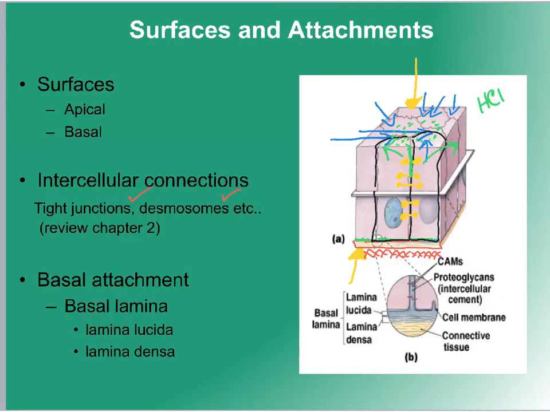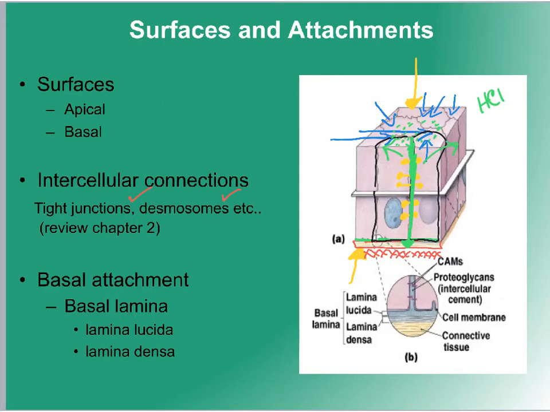So these tight junctions anchor those cells together very, very tightly, preventing those cells from coming apart under normal mechanical stress, but also preventing acid from the stomach or pathogens from getting between these cells and making their way into this connective tissue here. That's something we did not see in connective tissue.